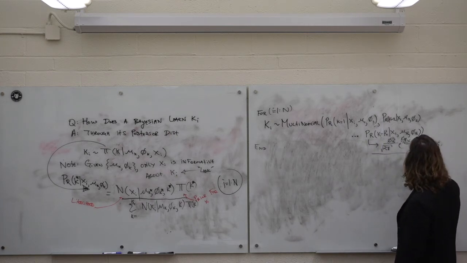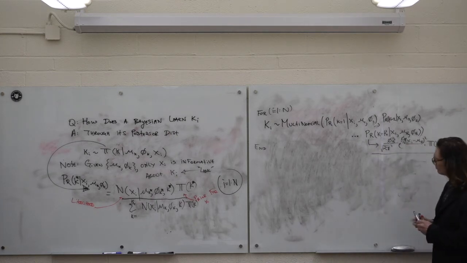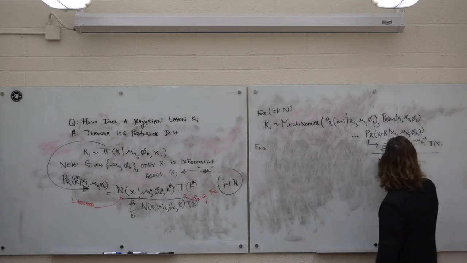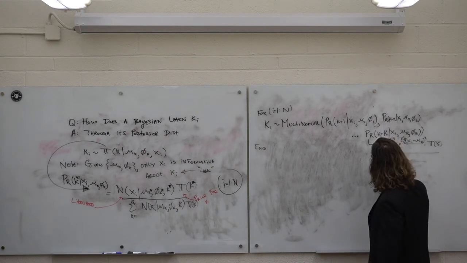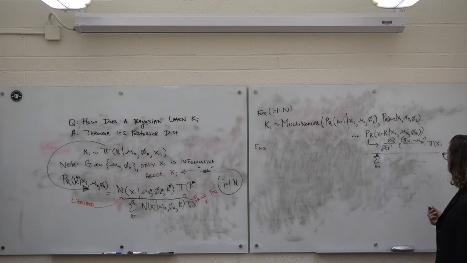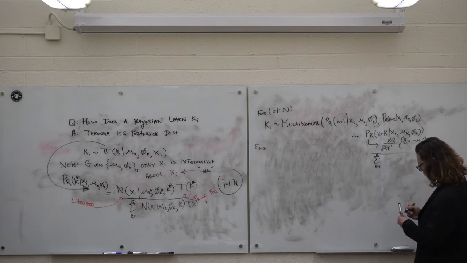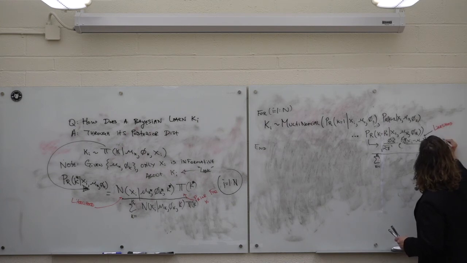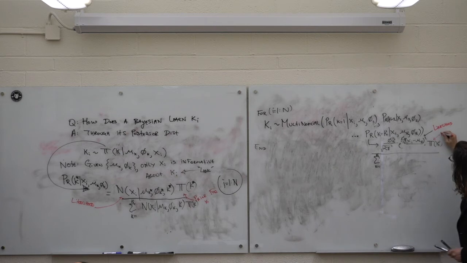divided by the sum of all of these things, so that there are numbers that live between 0 and 1. So this is my likelihood, and this thing is my prior.